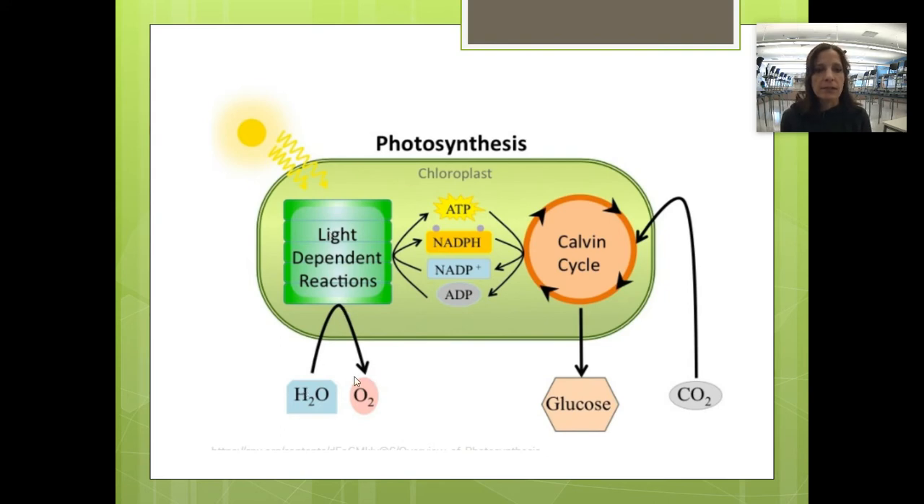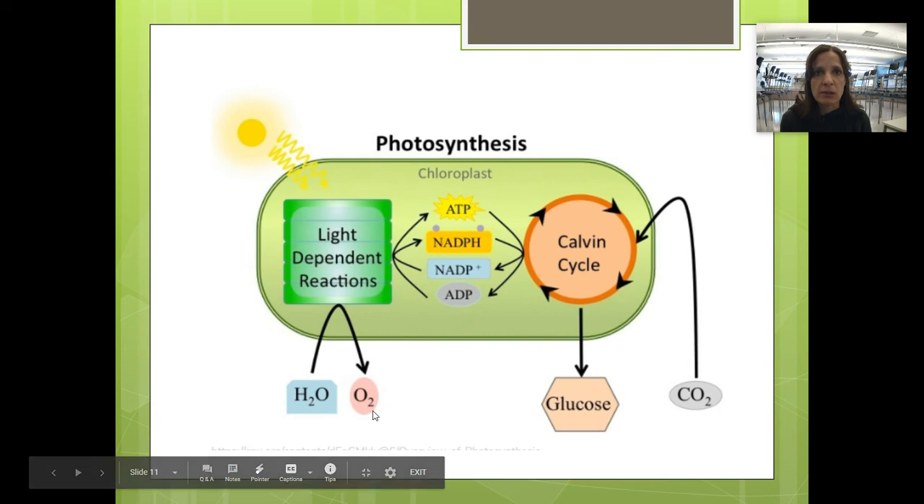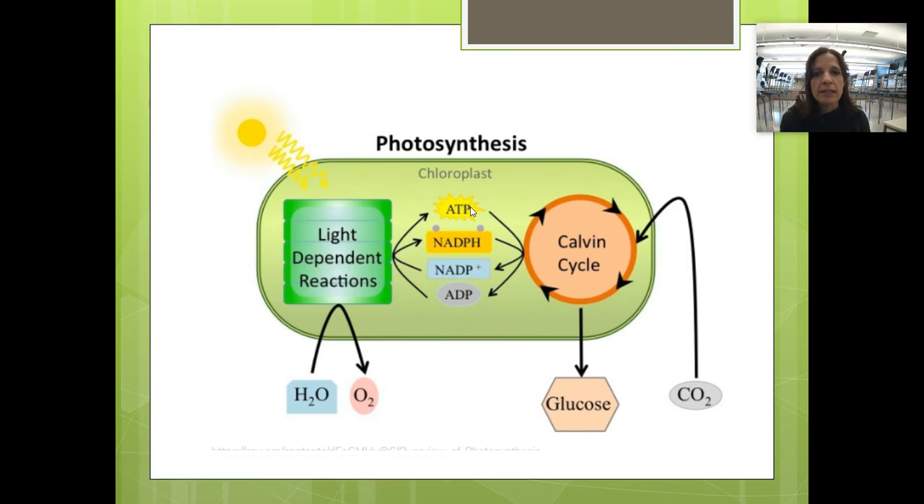And you also notice that this is where the oxygen for our atmosphere is made. And the plant is not trying to make oxygen for us. It doesn't do that. It's just a byproduct that we are fortunate enough to have. The other things that are made are ATP and NADPH.